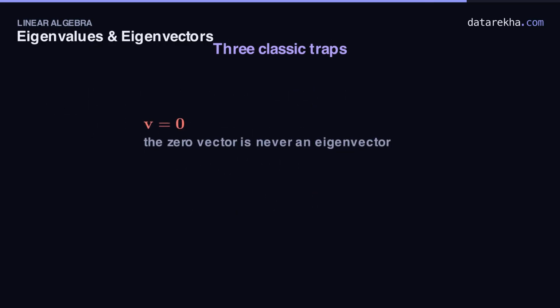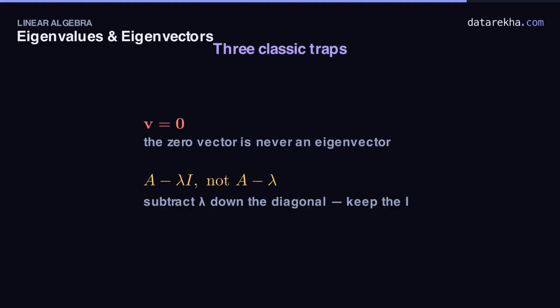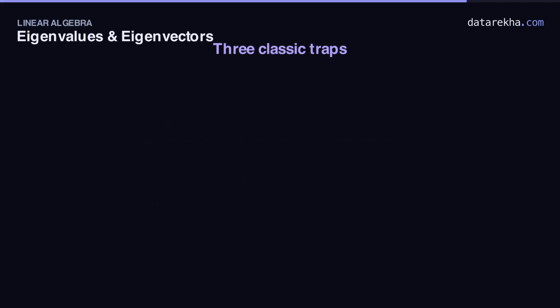Trap 1. The zero vector. It obeys the equation for every lambda, so it's excluded by definition. An eigenvector is always non-zero. Trap 2. Dropping the identity. You subtract lambda only along the diagonal, A minus lambda I. Writing A minus lambda isn't even defined. Trap 3. Double counting. If v is an eigenvector, so is any non-zero multiple of it. They're one direction, not separate answers.